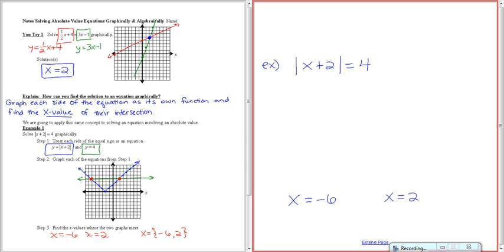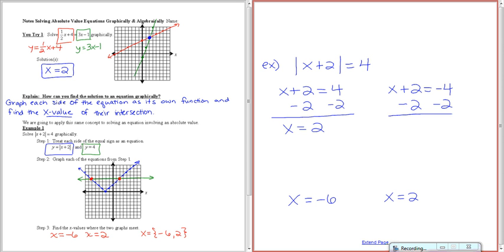The reason we got two solutions is because if what's inside the absolute value was positive, it would have to equal a +4. And if what's inside the absolute value were negative, it would have to equal a -4. If we solved each of these equations algebraically by getting the x by itself, we would wind up with two different answers. X equals 2, which was a graphic solution, and x equals -6, which was also a graphic solution. Let's turn the page and break down the steps of how we could do this for a more complicated problem.